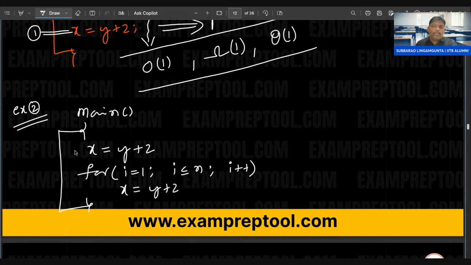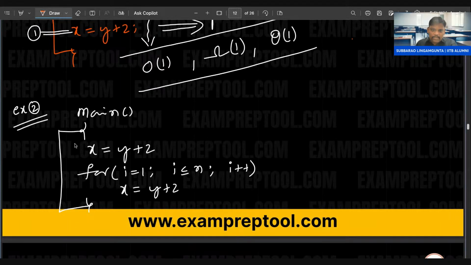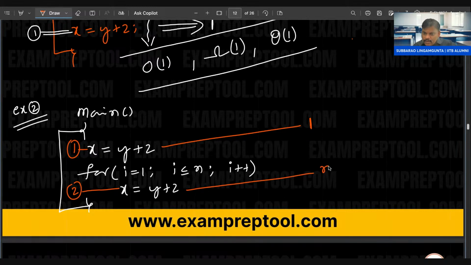So this program contains, if you observe clearly, two statements. The first statement and the second statement. First statement, order of magnitude, if you see, is 1. Second statement, order of magnitude, if you see, is n.